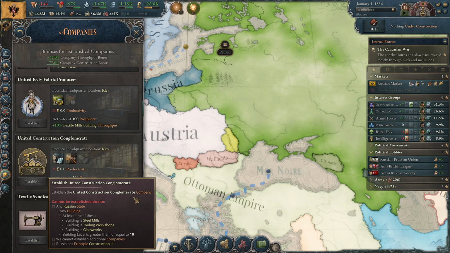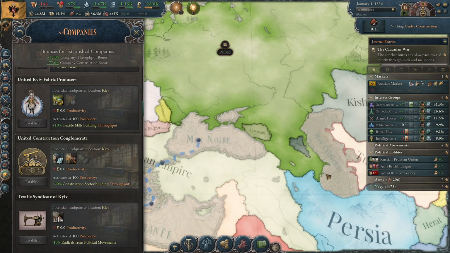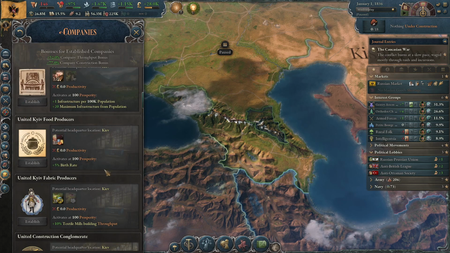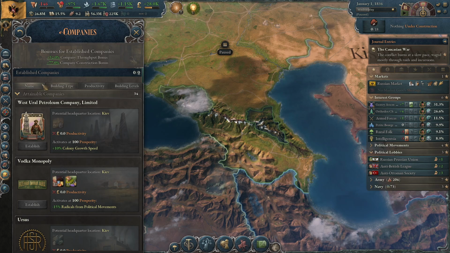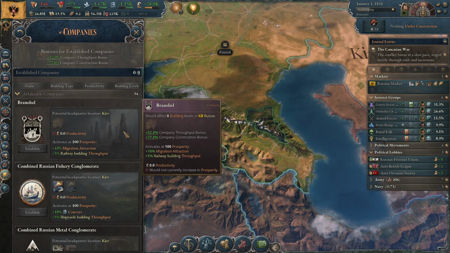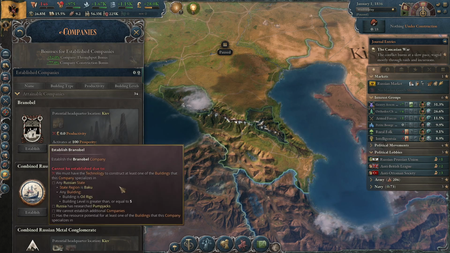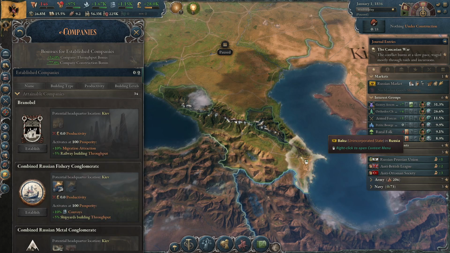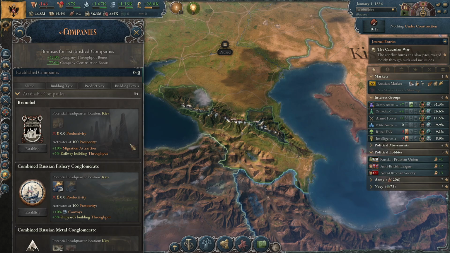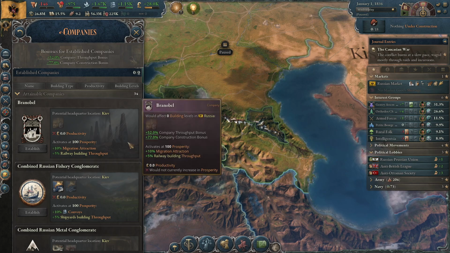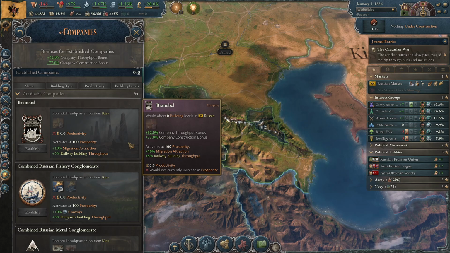Some companies need to be built in specific states, so you have to own a specific state and build stuff there in order to actually use it. Baku, for example, has a special oil company for Russia, which I believe, if we were to organize the names here it is, the Branoval. So in this case, you would need to own Baku and have 5 oil rigs there, along with some other requirements. But essentially, you have specialized companies that come from certain states that give different prosperity bonuses. In this case, it also gives a 5% railway building throughput in Baku on top of the 10% migration attraction that the generic oil company gives. Generic is something anyone can get, specialized requires certain states.